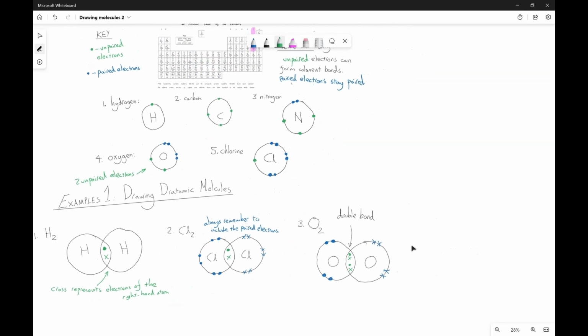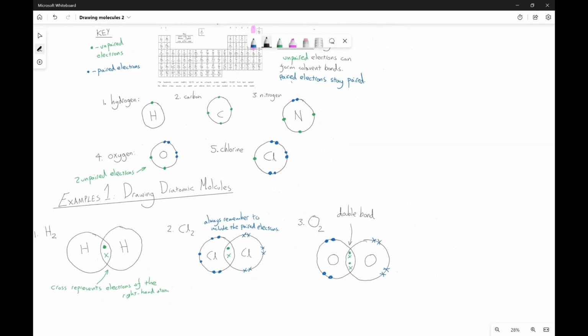The final diatomic molecule is nitrogen, and nitrogen has 3 unpaired electrons. So what happens is you form 3 bonds, so a triple bond. Remember to include both lone pairs on each nitrogen. Oops, it should have been a cross.